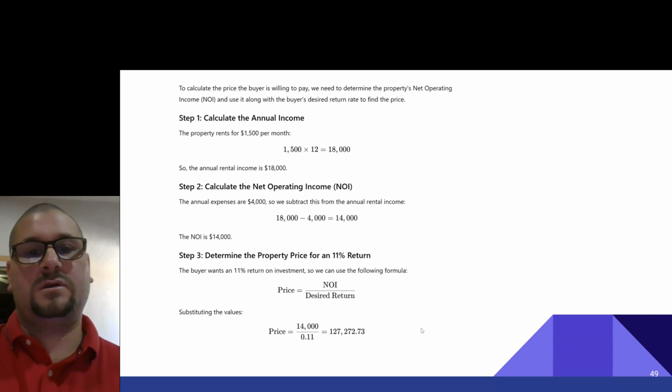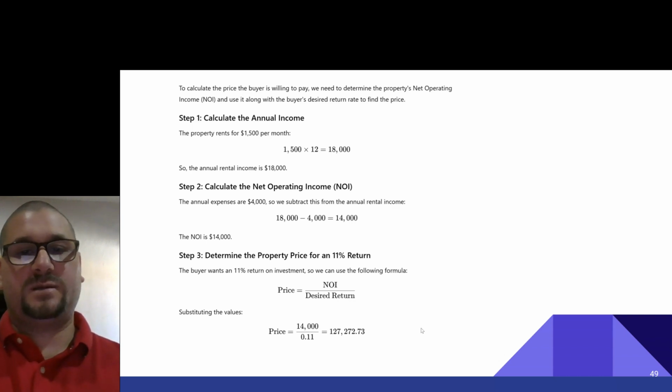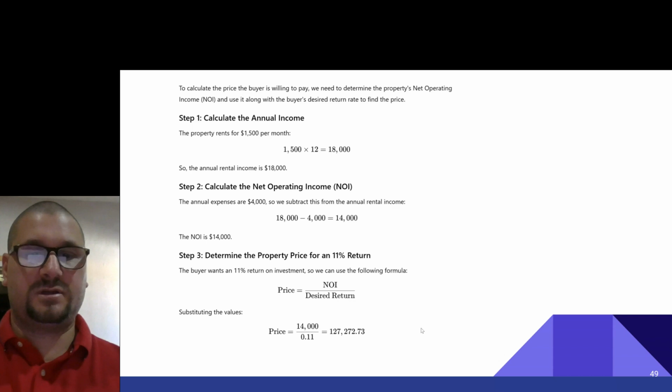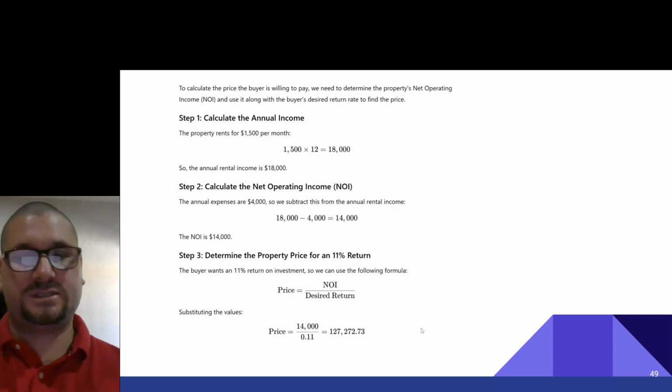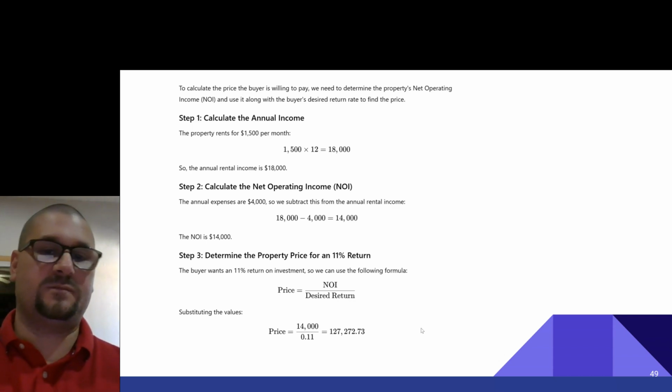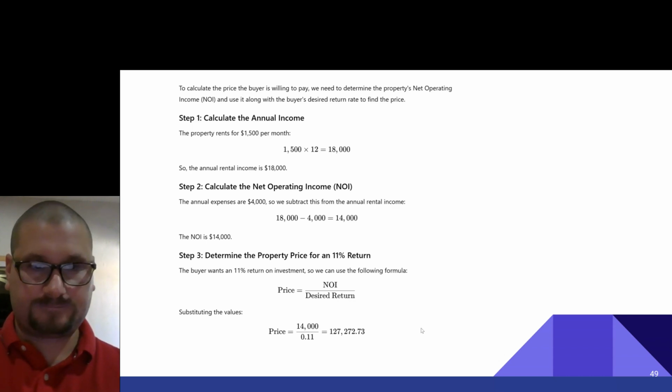Determine the property price for an 11% return. So price is net operating income divided by desired return. They want the 11%. So 14 grand divided by 11% gives you 127,000.